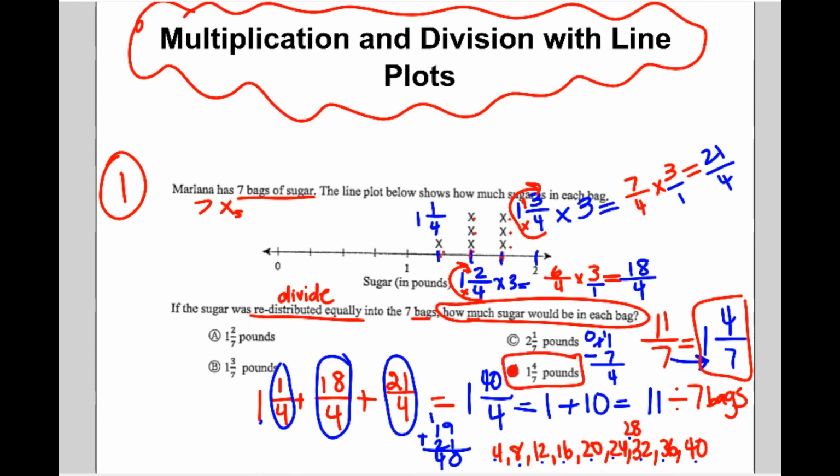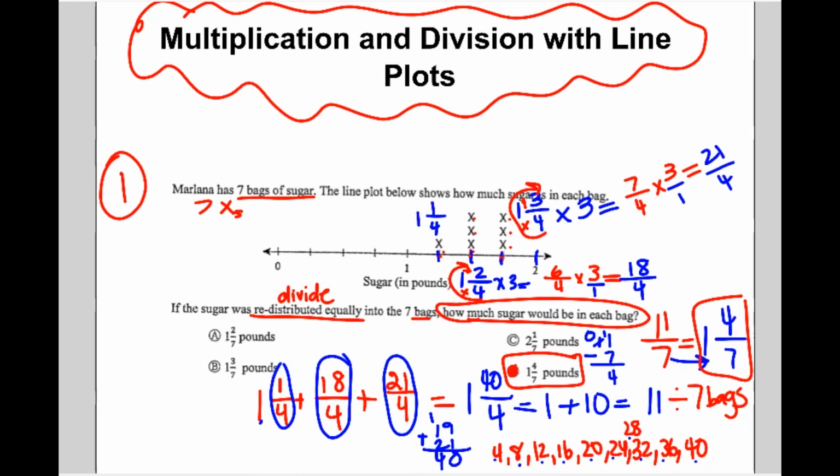I know this looked a little crazy. We had to do so many steps. First, we had to add up every amount for each X. So we had 7 X's, so we had to add 7 numbers together. Then once we got those numbers, we had to divide our answer by 7 bags because we were dividing it equally. And then once we got that final answer is when we found our answer for how much would be in each bag, which was the 1 and 4/7.